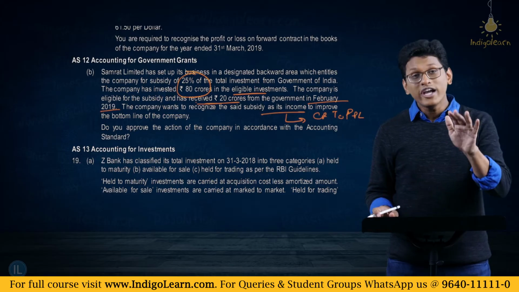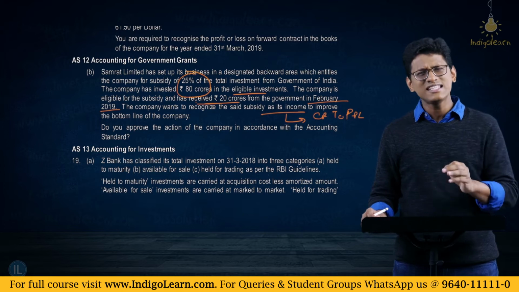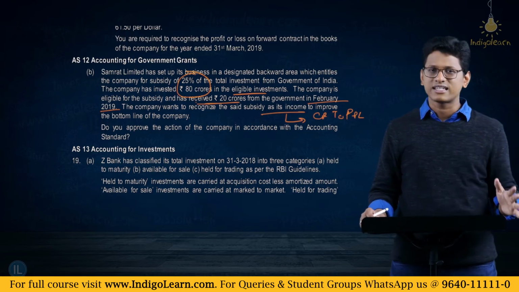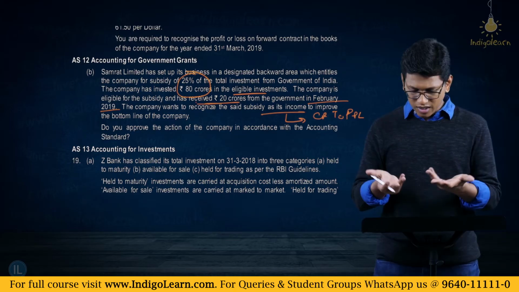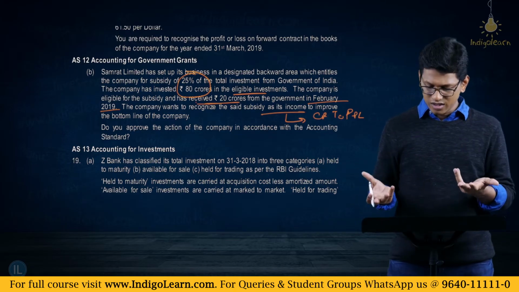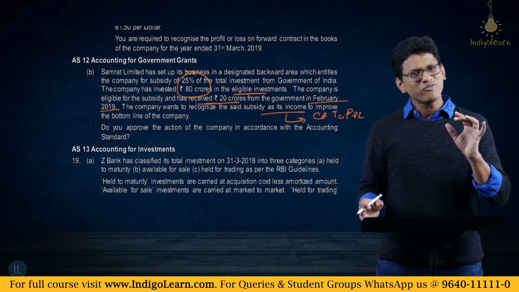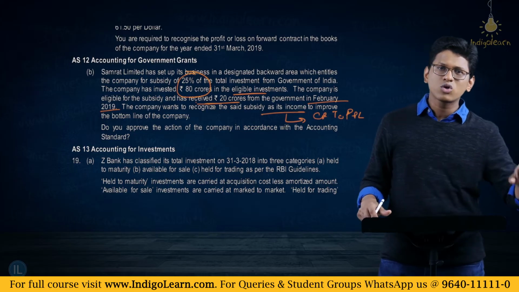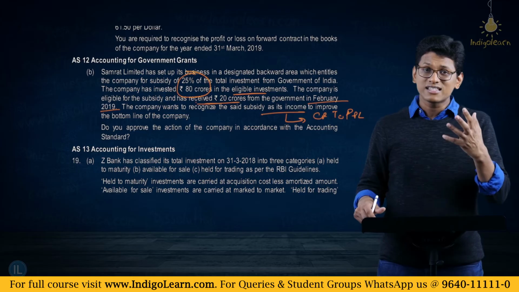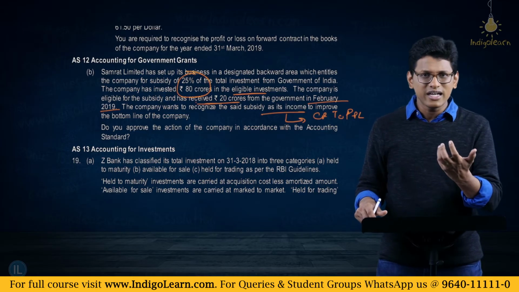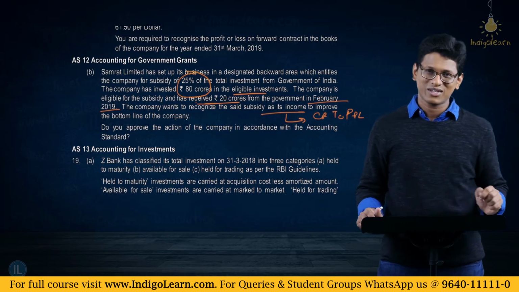Now, where should that recognition happen? Ask yourself this question: is it for a specific fixed asset? No, it's not for a specific fixed asset. The company has set up a factory or its business in a rural or some backward area. So it's not for a specific fixed asset, like for your godown or cold storage unit, we are giving this much of subsidy. No, it's not that. It is more for the investment made, not specifically attributable to a fixed asset.